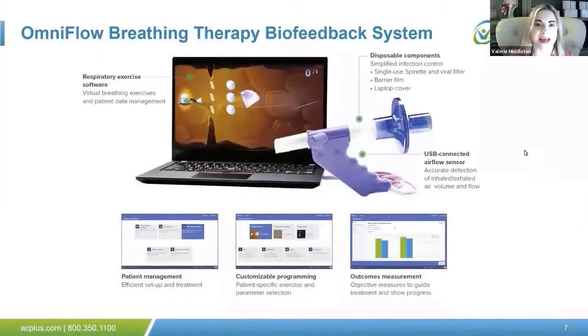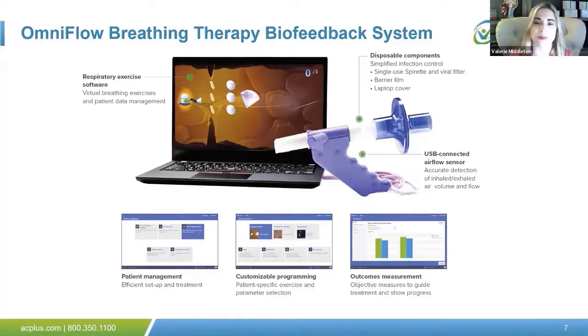Thank you for joining us today, and I'm excited to share with you for the next few minutes about one of ACP's newest technologies, the OmniFlow breathing therapy biofeedback system. As you see pictured here, and as I'm going to walk us through during demonstration for the next few moments, this is our virtual reality breathing exercise program that consists of our airflow sensor and our touchscreen laptop.